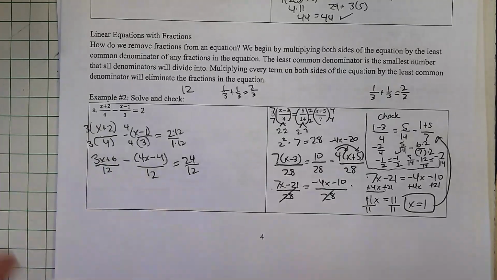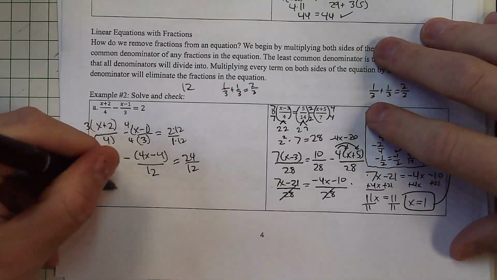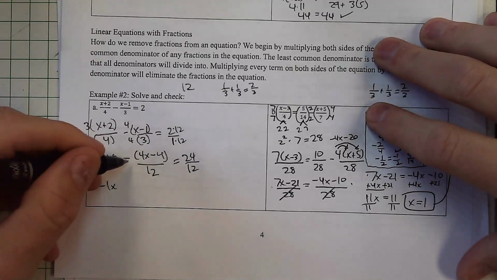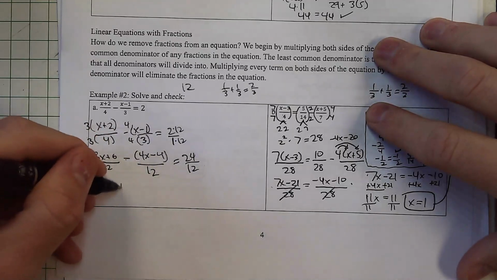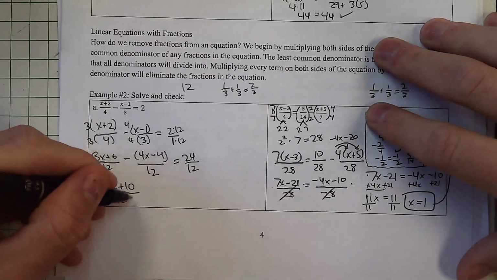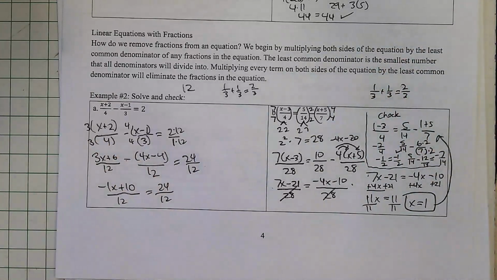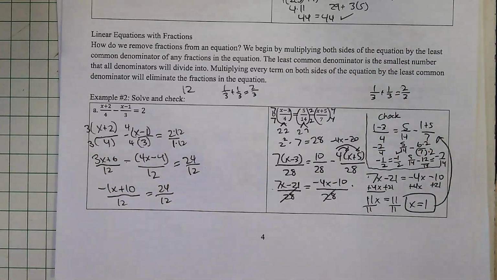What's 3x minus 4x? -1x. This is why what I did was not a great decision. 6 minus -4 would be what? 6 minus 10, so it'd be -1x plus 10 divided by 12 equals 24 divided by 12. Okay, so fraction equal fraction.